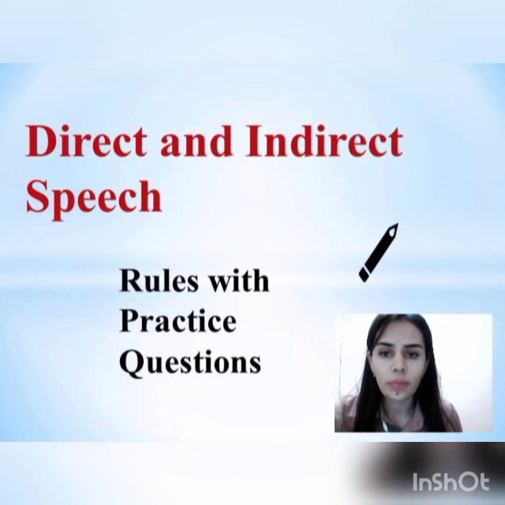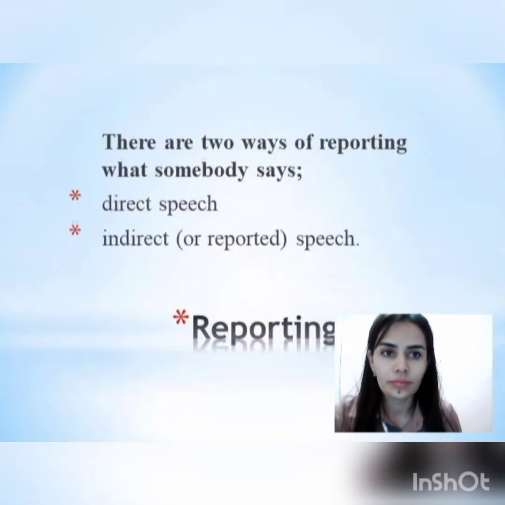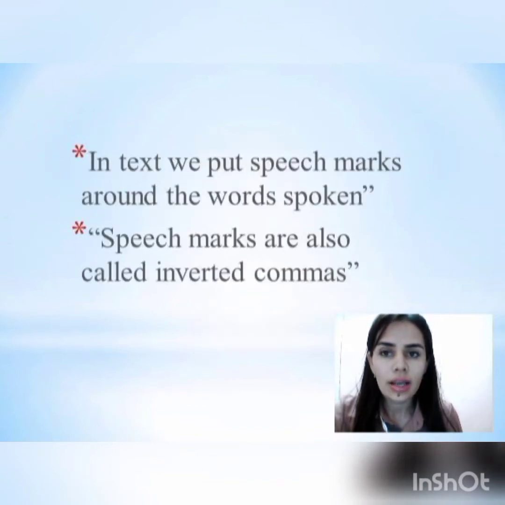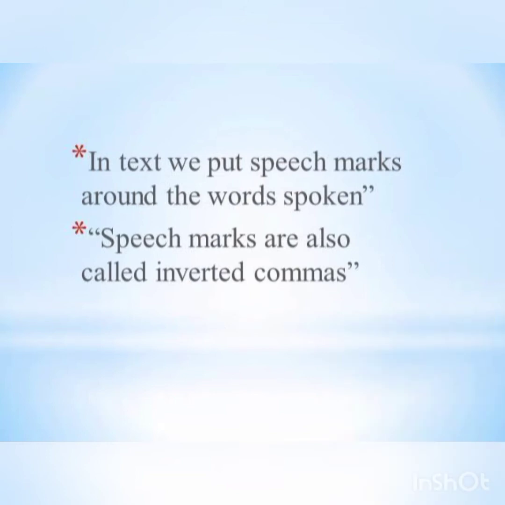So, there are two ways of reporting what somebody said, as I have mentioned above. The first is direct speech and the second is indirect or reported speech. In the text, we put speech marks around the words spoken. Speech marks are also called inverted commas.